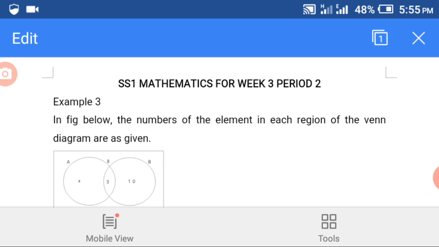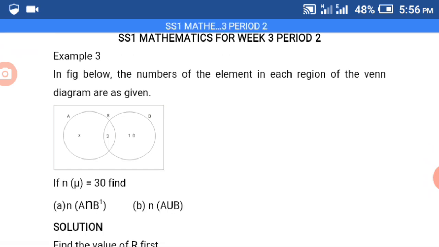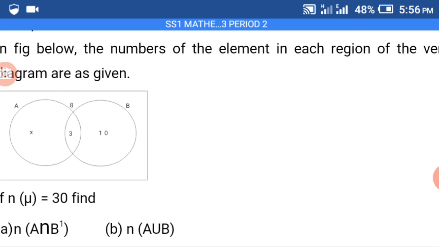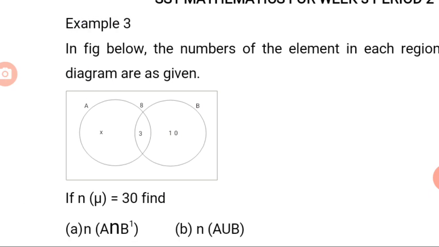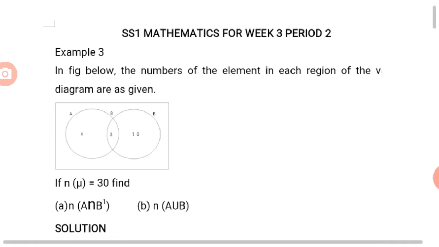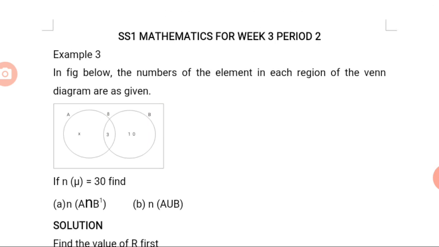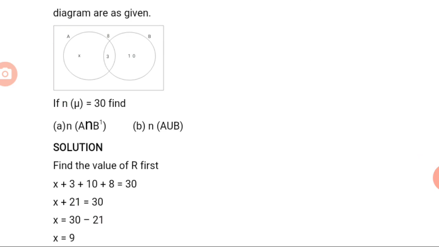In the figure below, the numbers of elements in each region of the Venn diagram are as given. Look at the Venn diagram. Very well. Have you seen the Venn diagram? Now, they say if n, the universal set, is equal to 30, find the number of A intersection B complement, then the number of A union B. Solution.